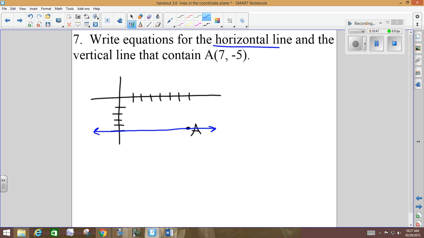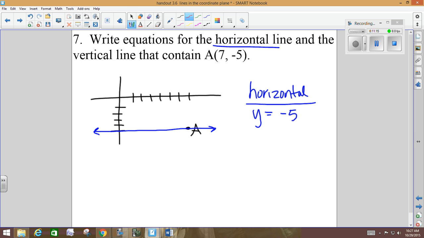What axis does the horizontal line go through? The y-axis. At what value did my blue line pass? -5. That's the equation for the horizontal line. Y equals -5. Every y value on this blue horizontal line is -5. My x has changed, but my y is always -5.